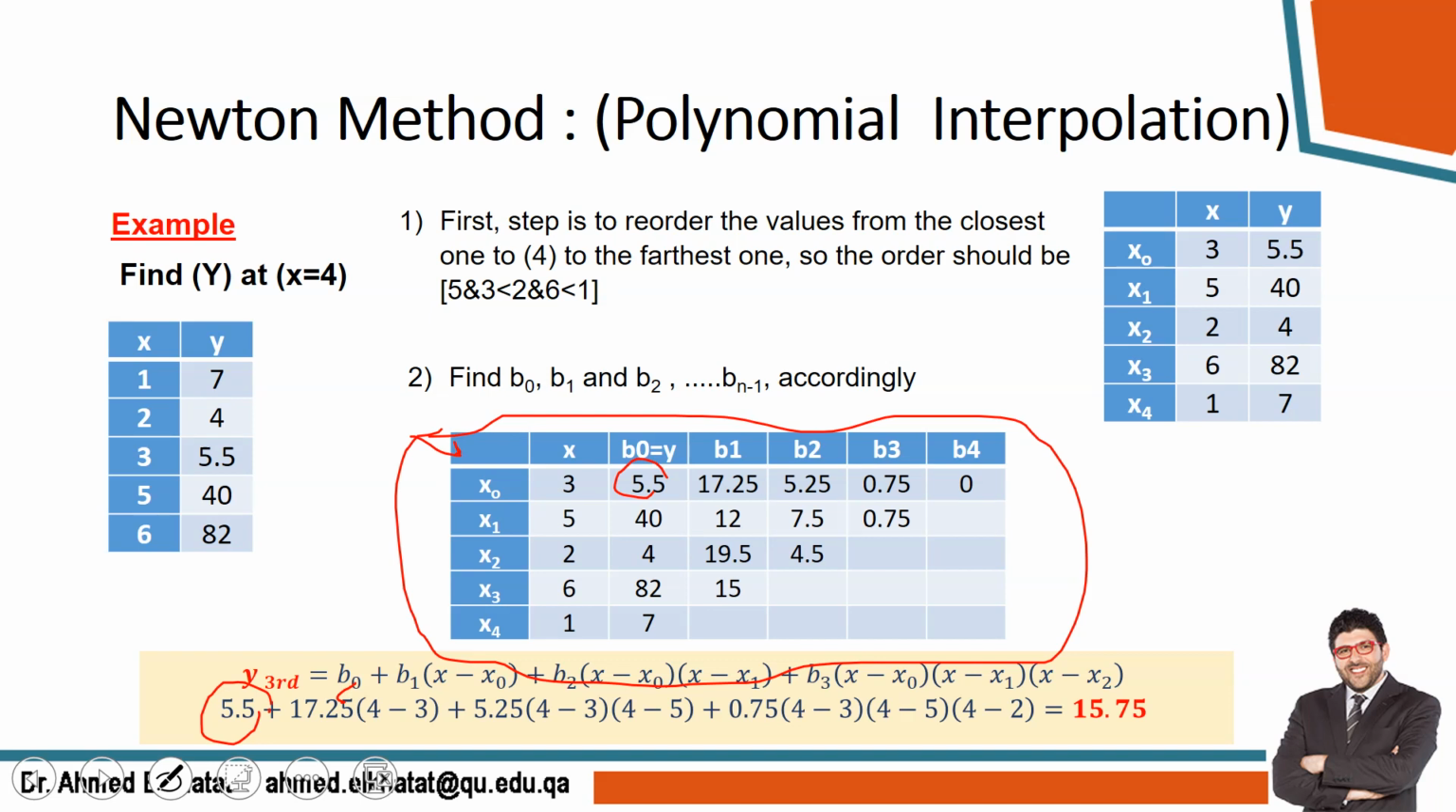This is p0 plus p1, which is 17.25, times x, the value I want to interpolate, minus x0, and x0 is 3, plus p2, 5.25, times 4 minus 3 times 4 minus 5, because we need the other values. And so on, so we can find the interpolation value for the third order, which is 15.75.